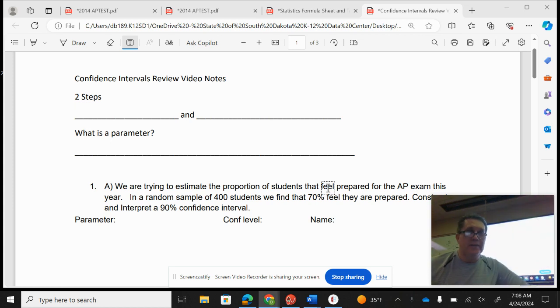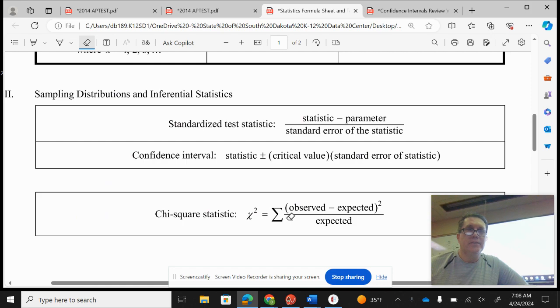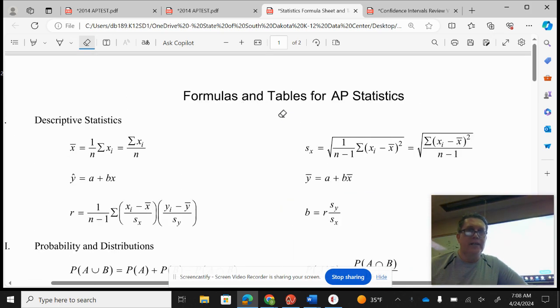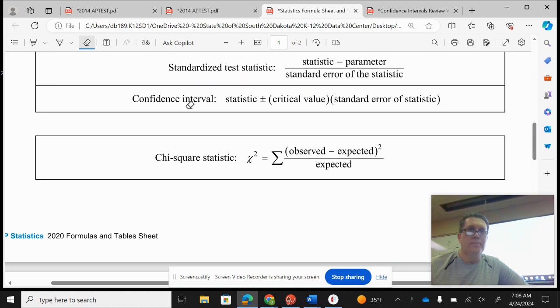But this will be a new video this year on the confidence intervals, going to go over this. I would say make sure you have your current formula sheet, formulas and tables for AP statistics. One main thing we're going to look at today is confidence intervals.